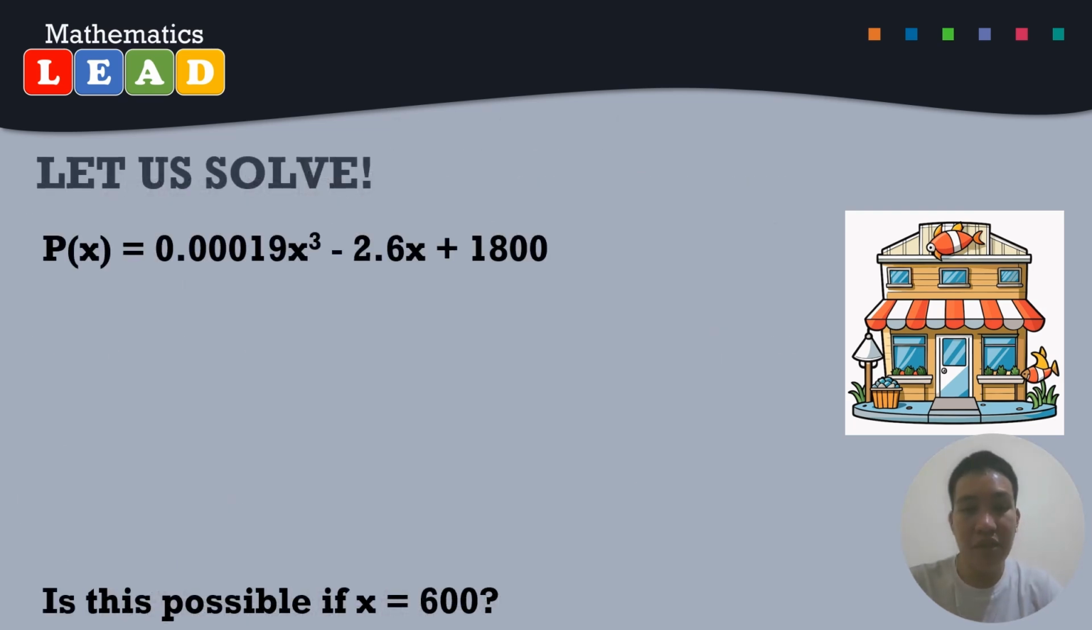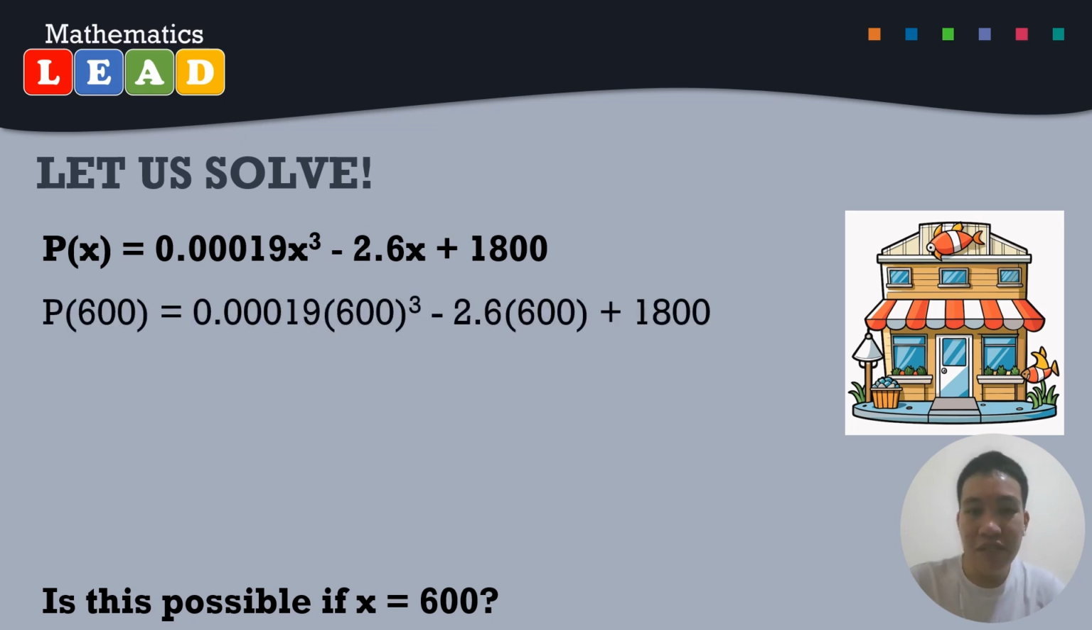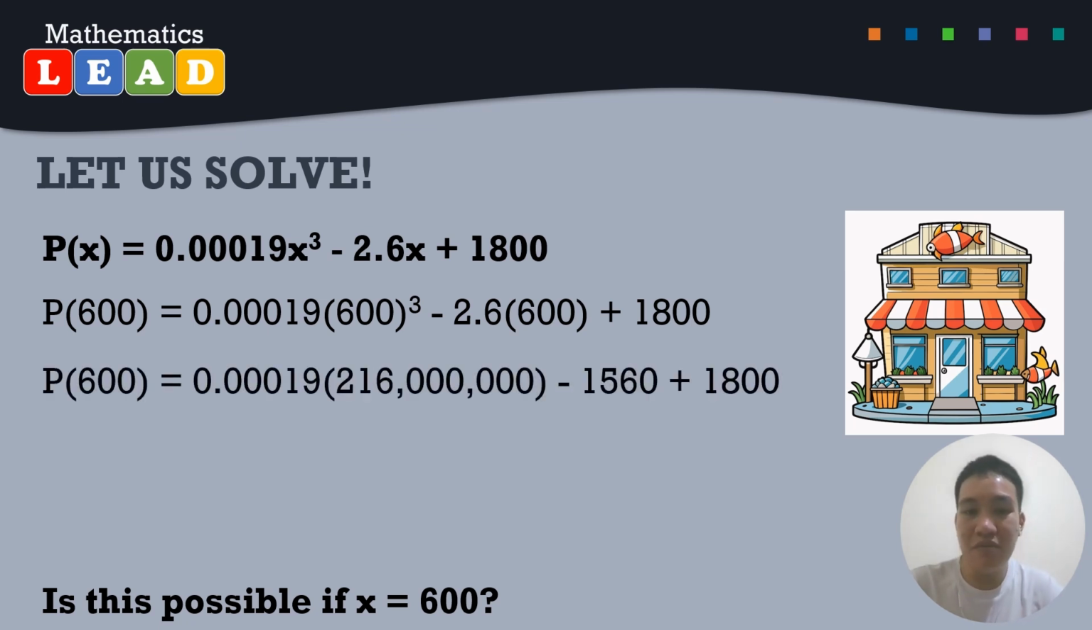This is our polynomial function: 0.00019x cubed minus 2.6x plus 1800. What do you think is the next step? That is right. We will substitute x as 600: 0.00019 times 600 cubed minus 2.6 times 600 plus 1800. What do you think is the next step? That is right. We will multiply, where 600 cubed is 216 million, 2.6 times 600 is 1,560, and we retain the value of 1,800.